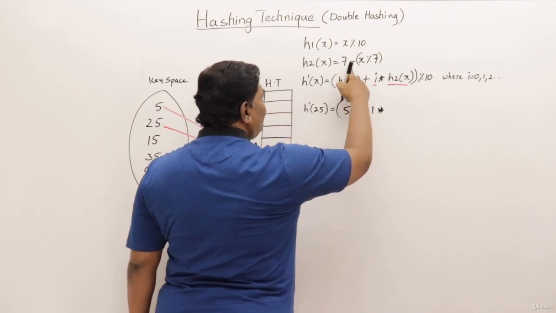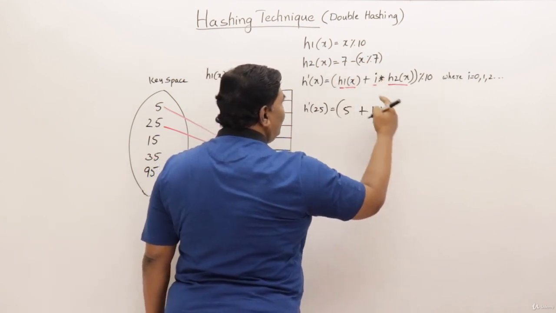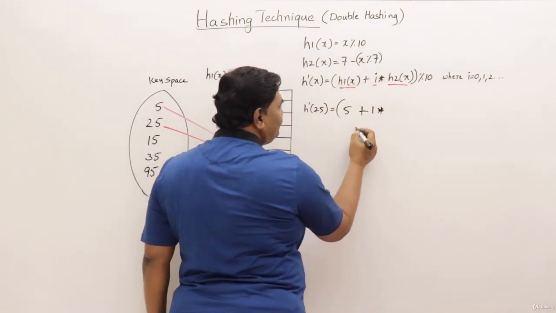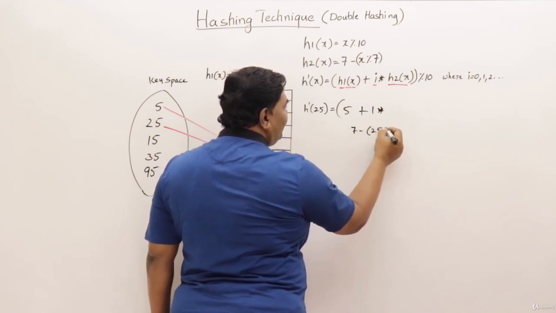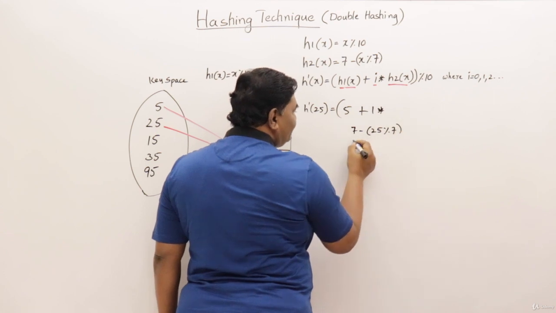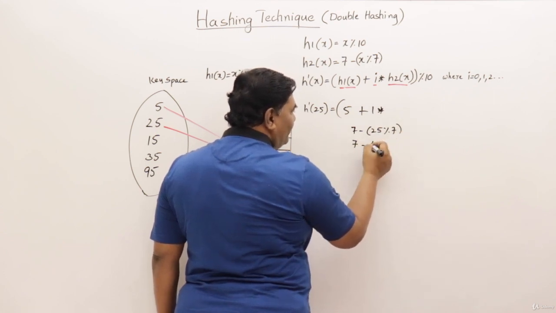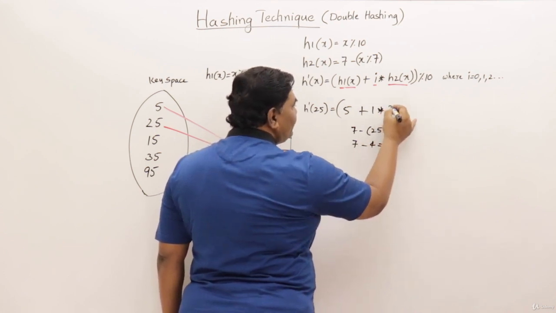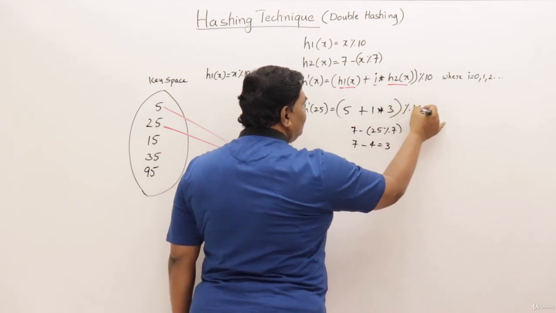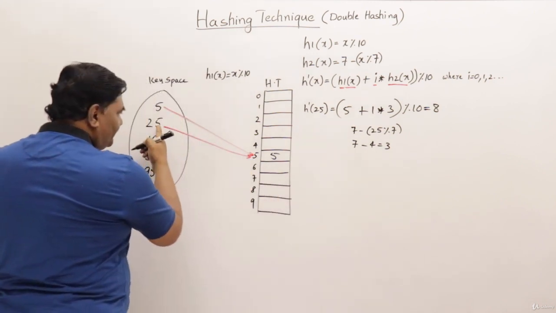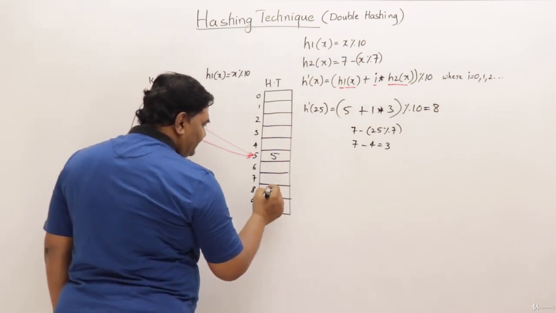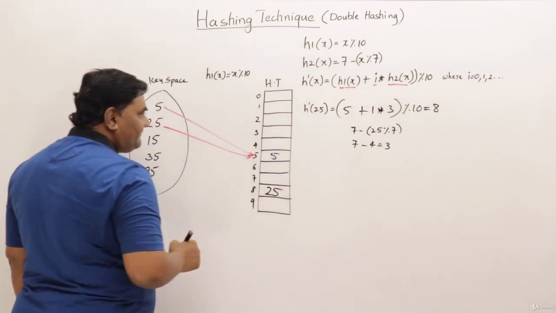So I should write 25 here. So what is the result for 25? I will calculate it. 7 minus 25 mod 7. So this is 7 minus 4, so this is 3. So it should be 3 mod 10. This will be 5 plus 3, that is 8. So 25 should be stored at index 8. So 25 is stored here.